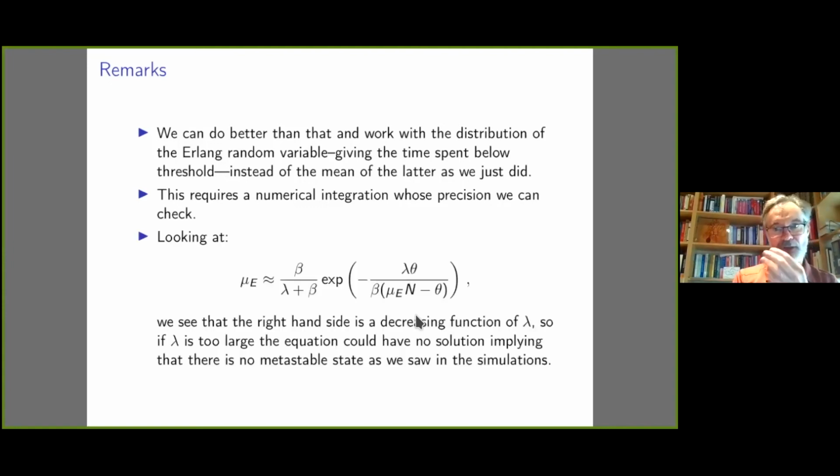But I will show you that doesn't change much. So if we look again at this approximate value for mu e, we see that the right-hand side is a decreasing function of lambda. So if lambda is too large, the equation could have no solution. And if we have no solution, then we have no metastable state.